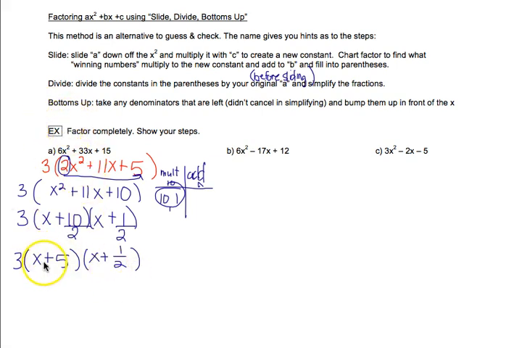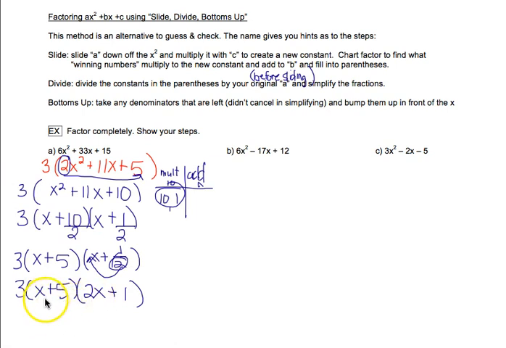Final step, so I did the divide step, now I do the bottoms up step. Bottoms up means to take any denominators that didn't cancel in the simplifying, so that would be this guy, and bump it up just in front of that x. So not in front of this one, but just this guy goes here, bottoms up. So that's 3 times x plus 5 times 2x plus 1.